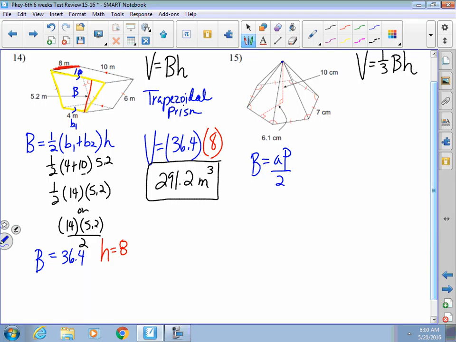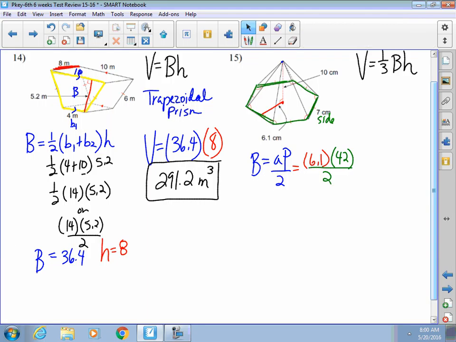A is your apothem, and that is the distance from the center of a regular polygon to the side. So they already gave us our A, 6.1. Then the perimeter, that's our distance around our hexagon. Each side, this is my side. So each side is 7. We've done this one I don't know how many times. So hopefully, but yeah, 42. And then we're going to divide it by 2. So probably by heart, some of you already know the answer to this. B is 128.1 centimeters squared.